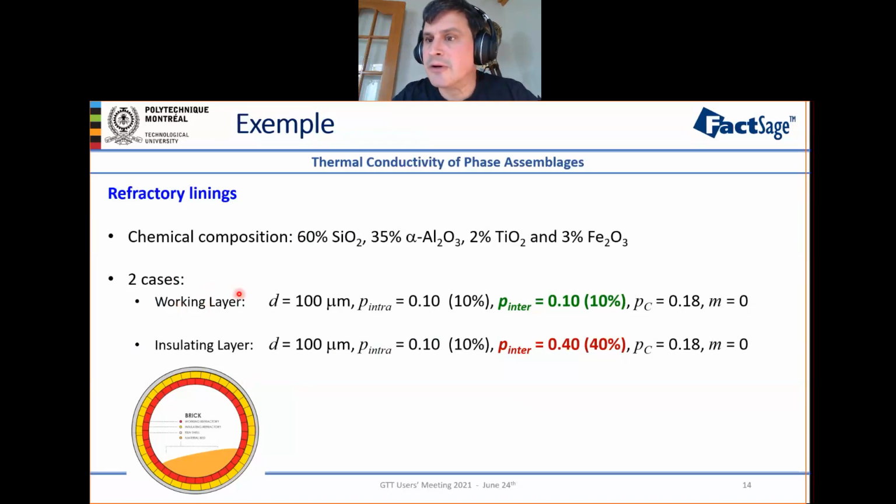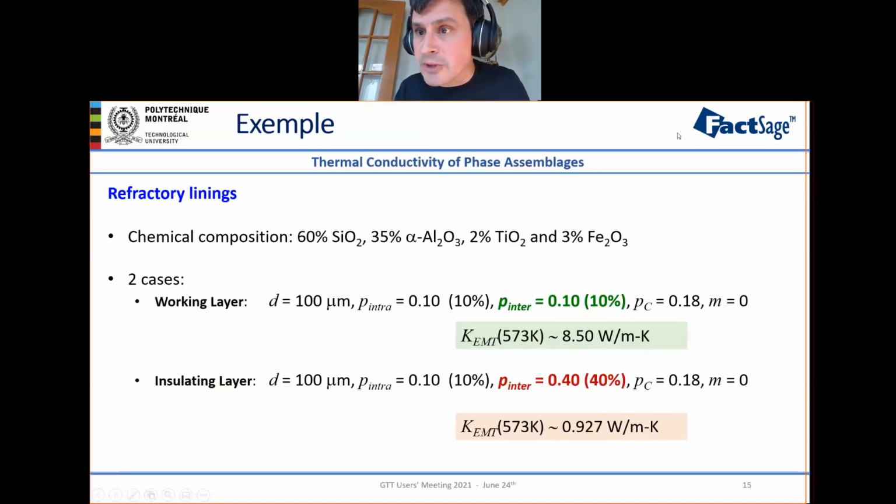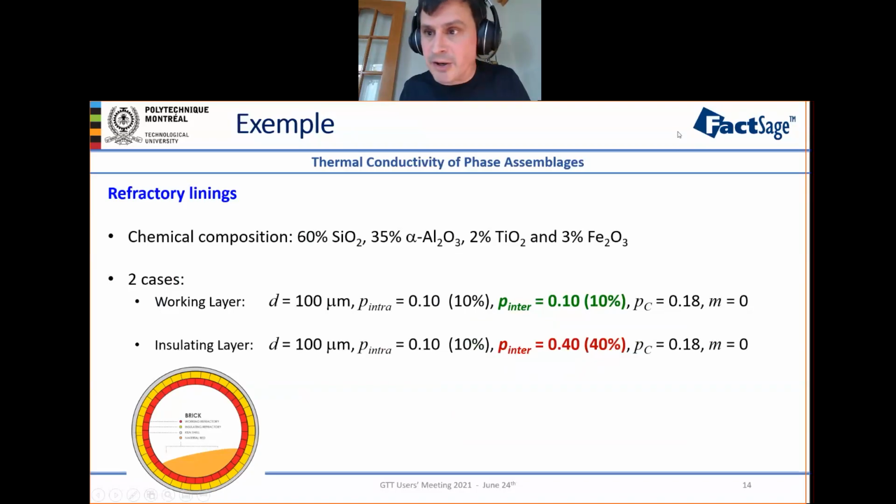a working layer with grains of 100 micron, intragranular porosity of 10%, intergranular porosity of 10%, and a critical porosity of 18%, and M equals 0. And below that layer, there will be a thermal insulation layer with the same characteristics but a much higher intergranular porosity of 40%. So at this point, I will go in the equilibrium module.